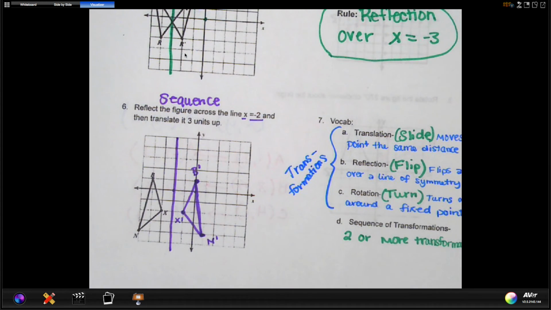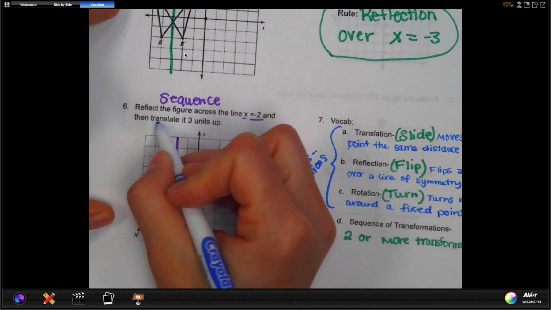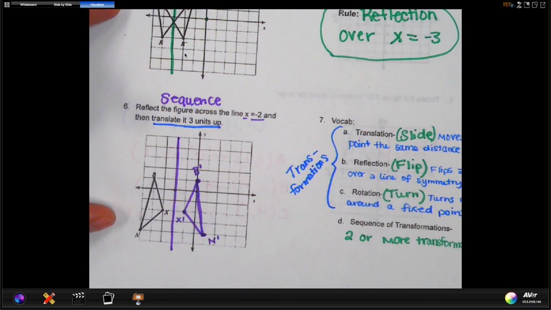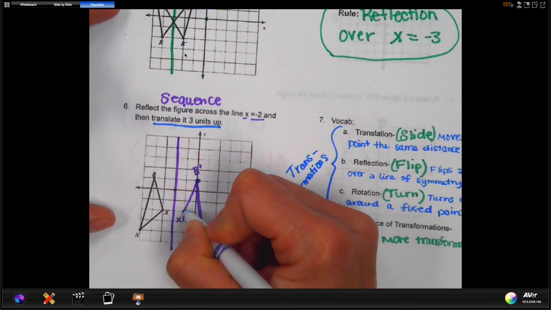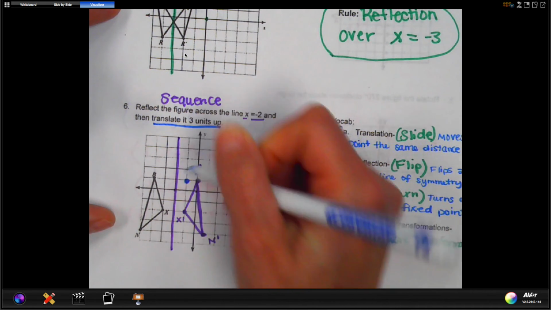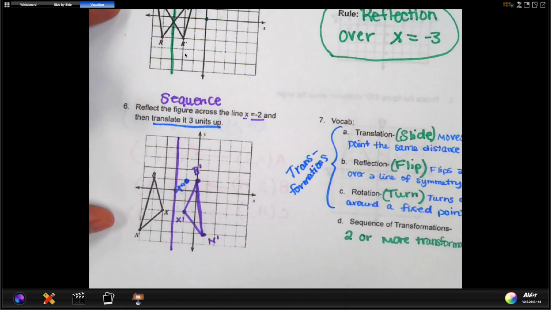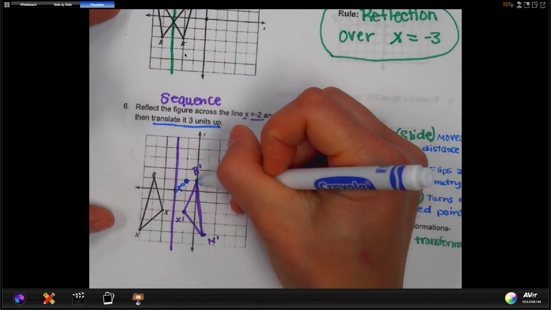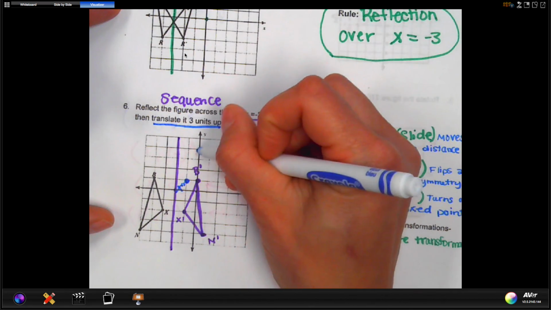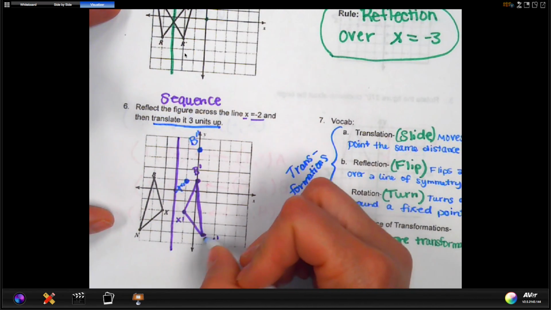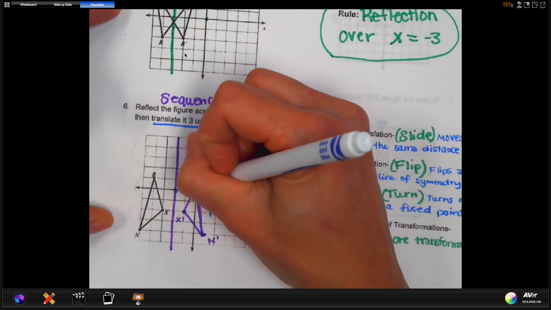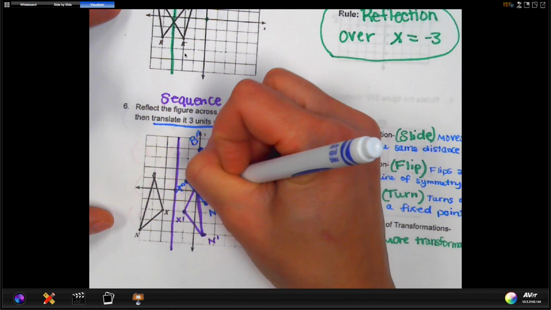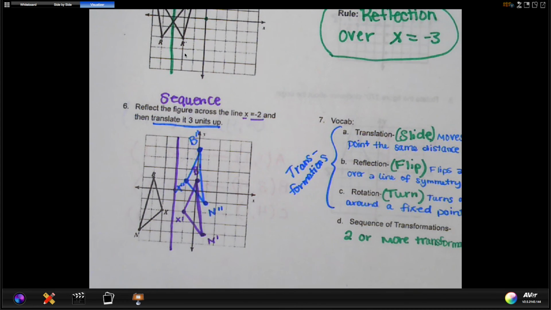Okay, so that's only part 1. In a sequence, there's more than one part. So the next part is to translate it 3 units up. So now I'm going to do the same. I'm going to take my purple one and move it. Starting with x prime, I'm going to go 1, 2, 3, and I'm going to label that x double prime because that's the second part of my sequence. B prime, 1, 2, 3, up. B double prime. And finally, n prime, 1, 2, 3 units up. Here's n double prime. I'm going to reconnect that figure. And now I have completed my sequence.